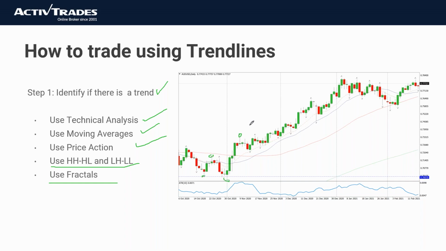We'll be doing a session on fractals as well. But when you see an up fractal like this, it means that high there is higher than the 2 candles before and the 2 candles after it. Hence why you can probably see it's normally V shapes when we see fractals, because that's what it is, and to the downside as well, as you can probably see there.